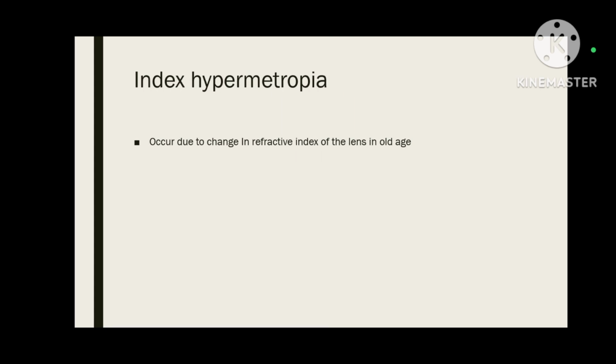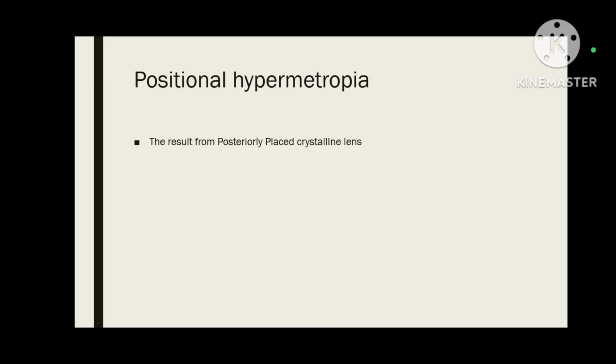Next one is index hypermetropia. It occurs due to change in the refractive index of the lens in older age. This is due to the refractive index change. Next one is positional hypermetropia, which results from posterior placement of the crystalline lens.